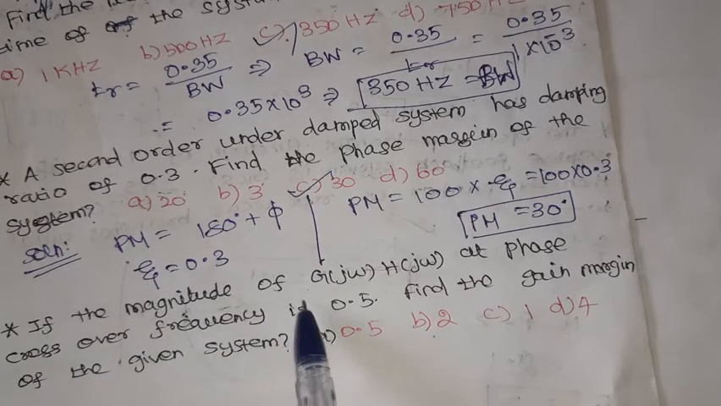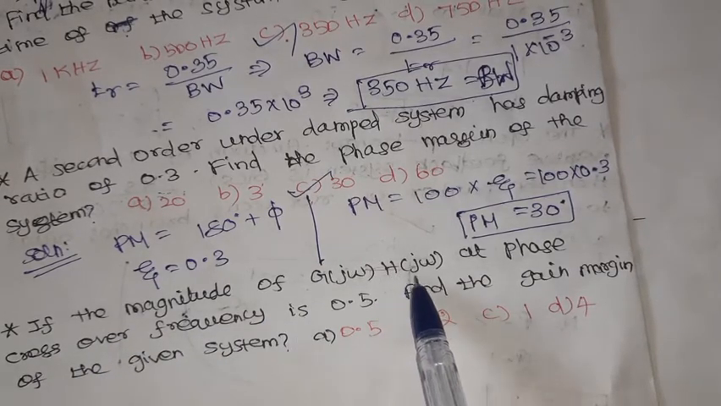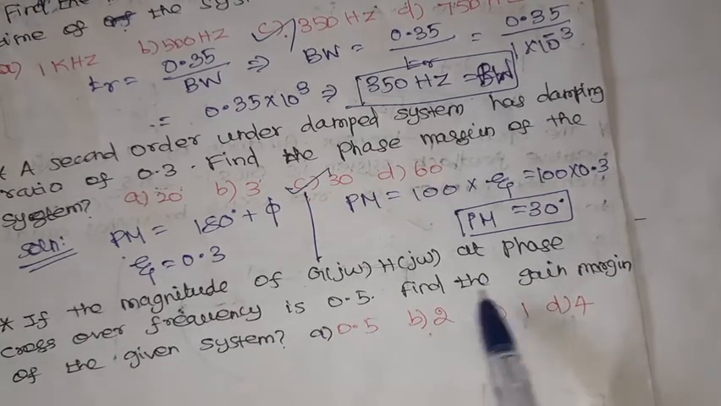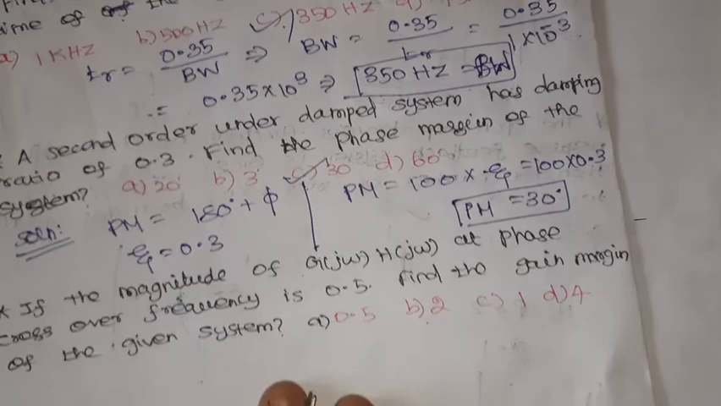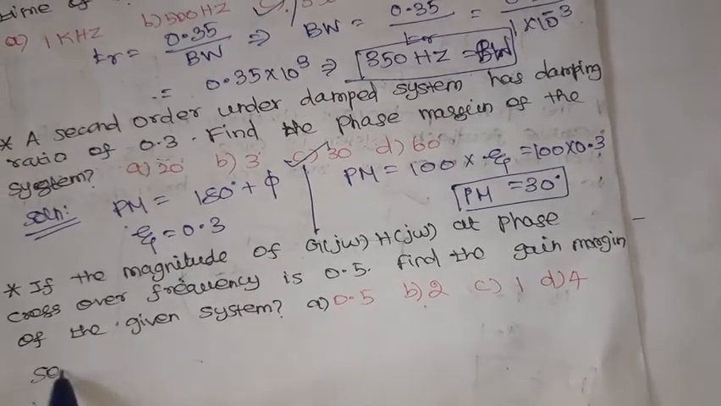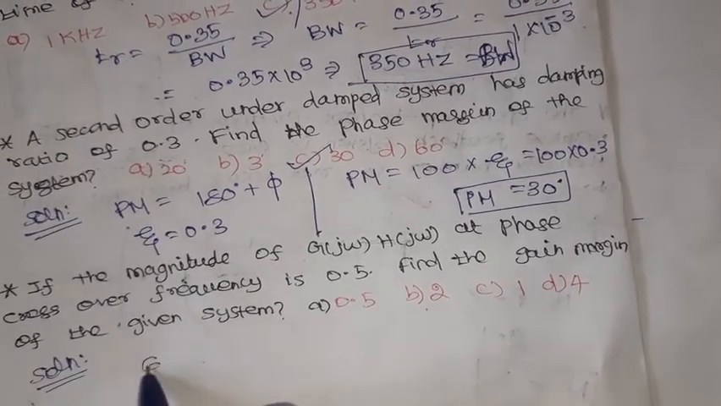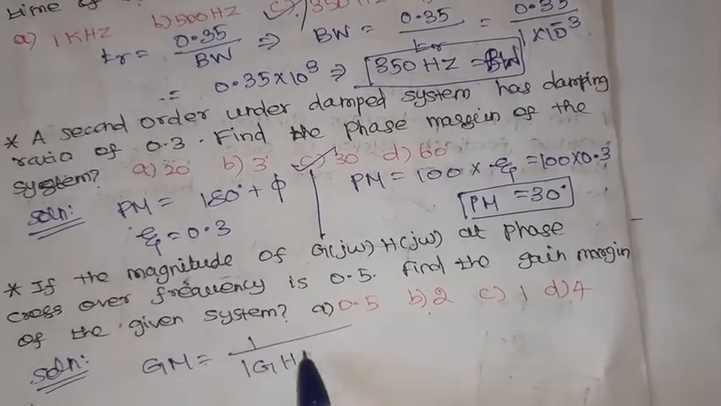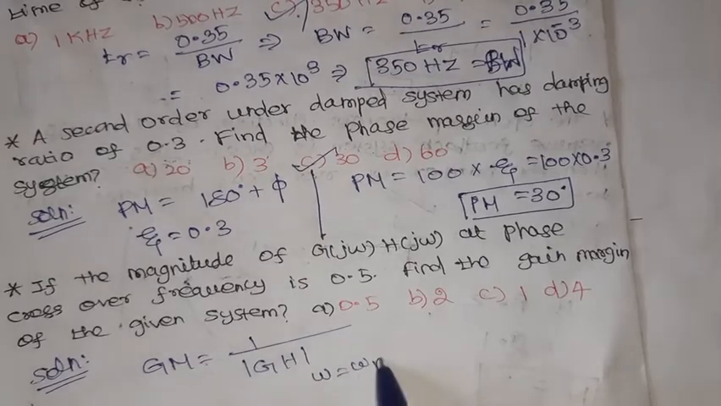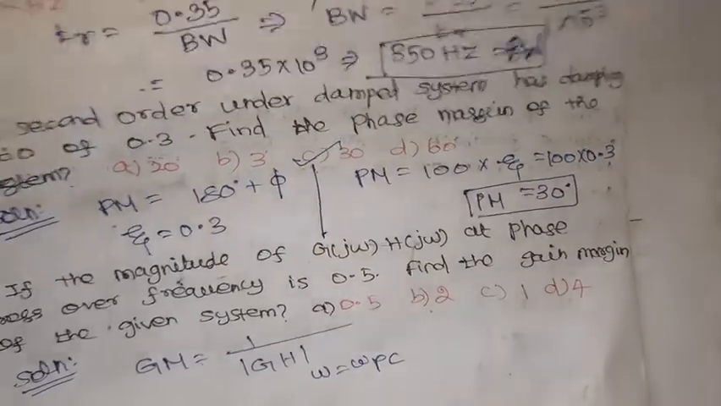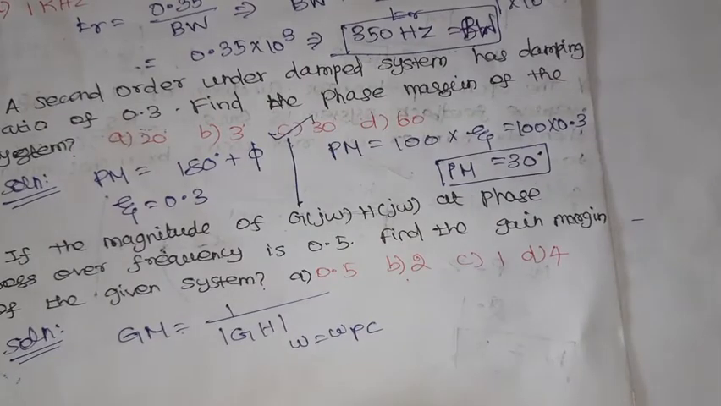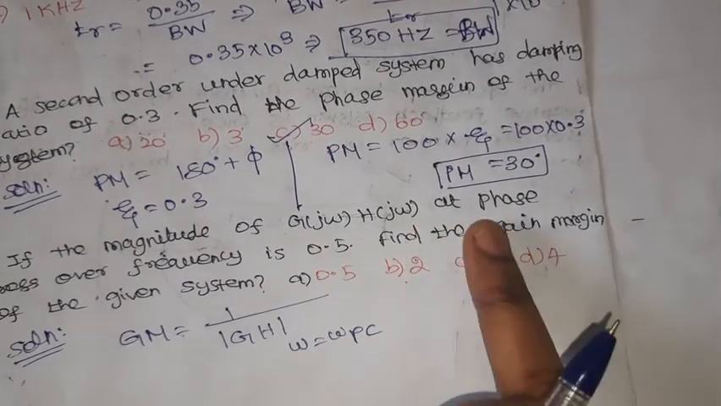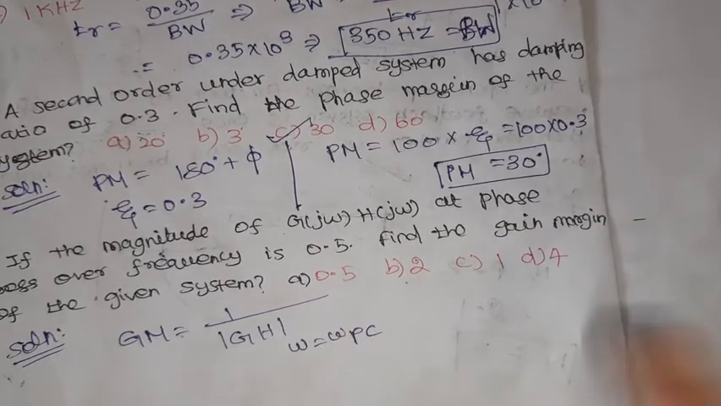If the magnitude of G of j omega into H of j omega at the phase crossover frequency is 0.5, find the gain margin of the given system. We'll see how to solve this problem. What is the formula for gain margin? Gain margin of the system is 1 divided by modulus of GH at omega equal to omega PC, that is, the magnitude of G of j omega and H of j omega at the phase crossover frequency.